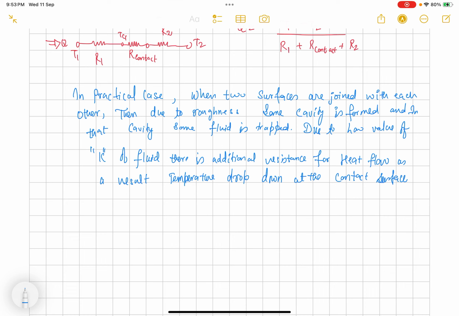So from the next class we will find the temperature distributions for one-dimensional cases like plane wall, cylindrical and spherical. Okay, so for simplified cases we will find.